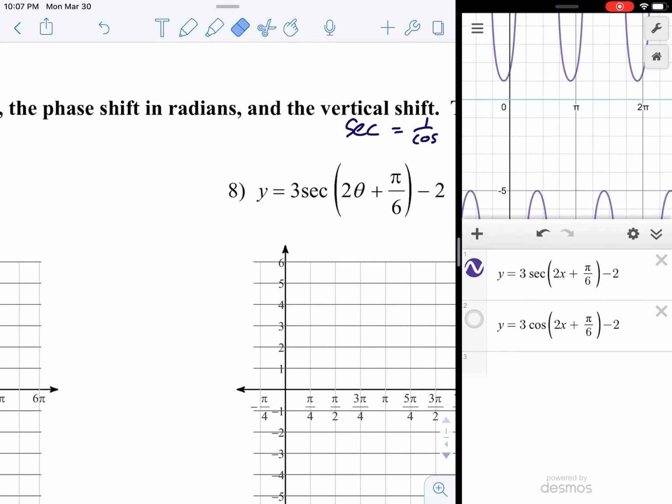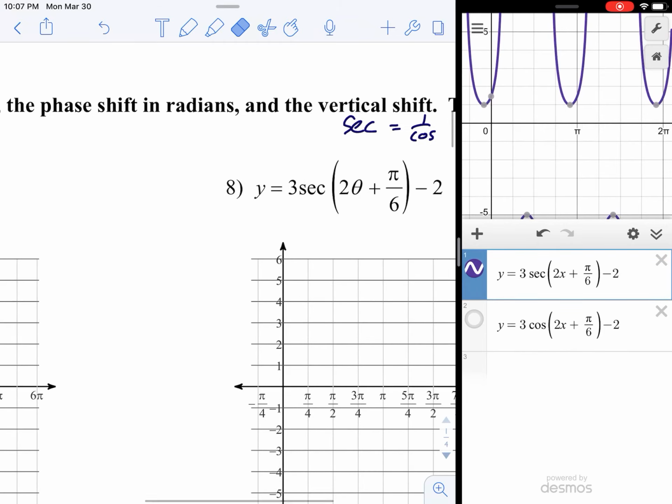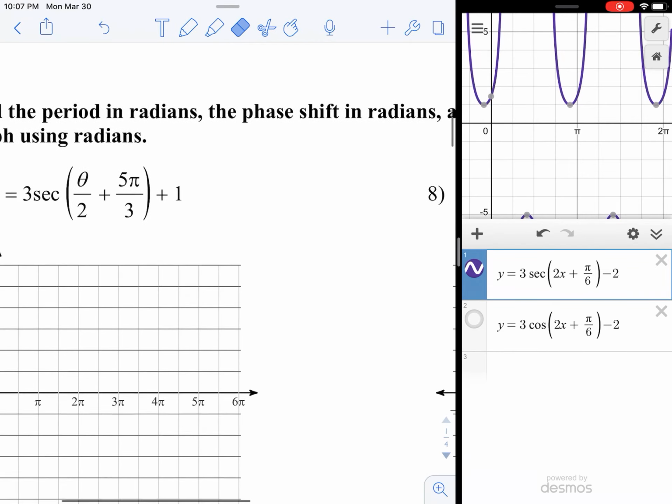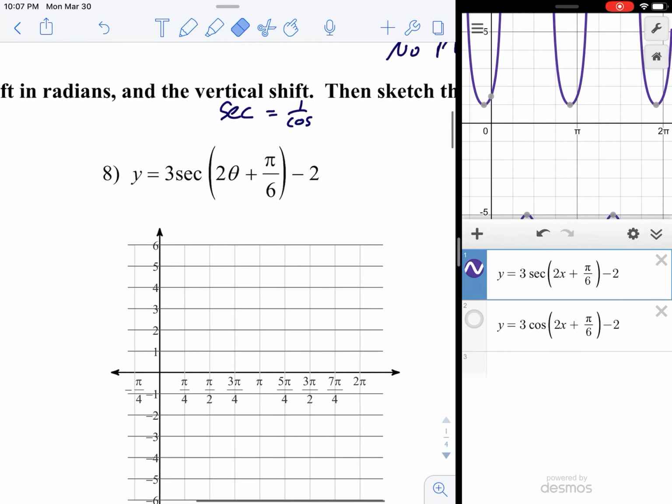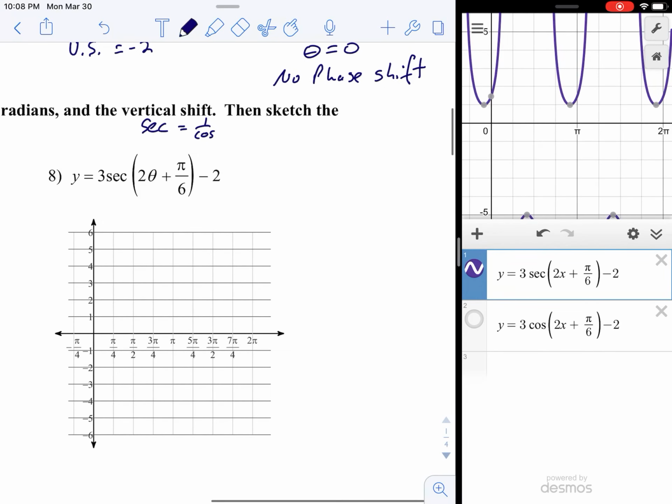So as far as what we're going to do here, we're going to try our best to draw it, and we're going to talk about the period length, phase shift, vertical shift. So let's do that first. Period length, PL, same thing, 2 pi divided by this number. 2 pi divided by 2 is pi, so the period length is pi.